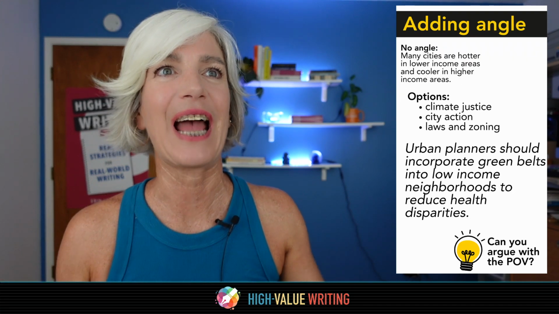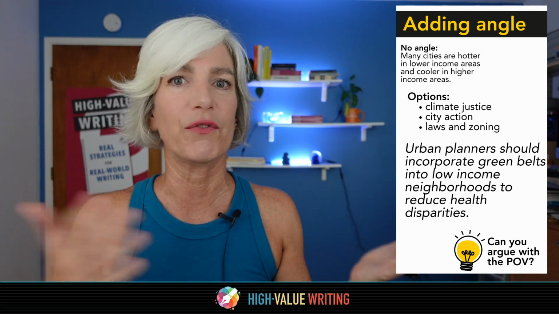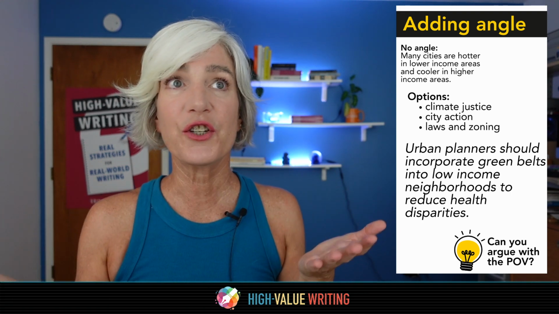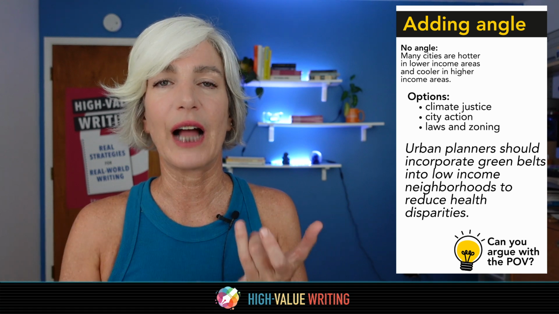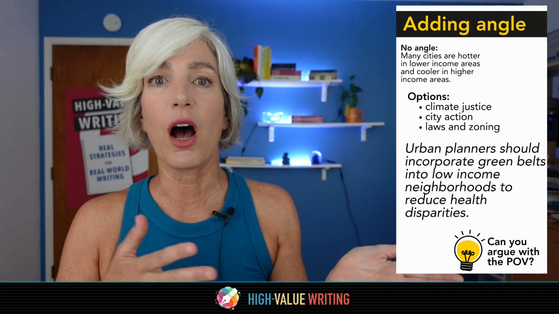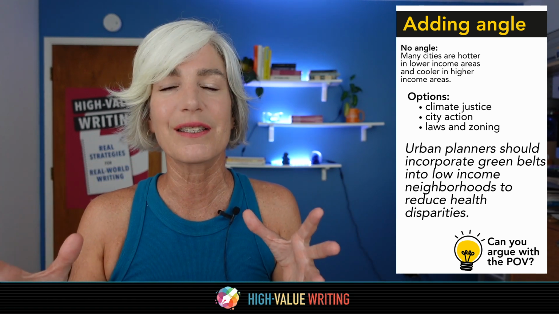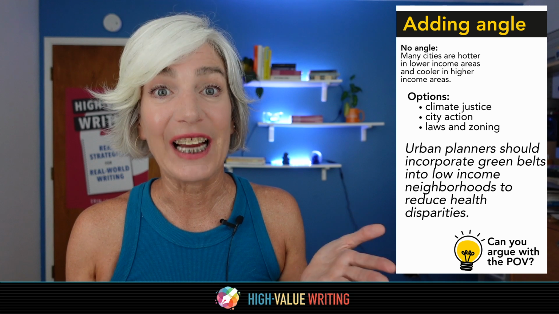So let's look at how I would add an angle for this. First, we have to think about what could be all the different aspects of this issue. Well, I could think about climate justice, what's fair for different groups of people. I could think about what actions a city might need to take or want to take. Or I could think about laws and zoning and neighborhoods and urban planning. So it's great to kind of brainstorm what are all the ways this thesis could go. And then you'll find one that's interesting and debatable. And that way you can add your angle.